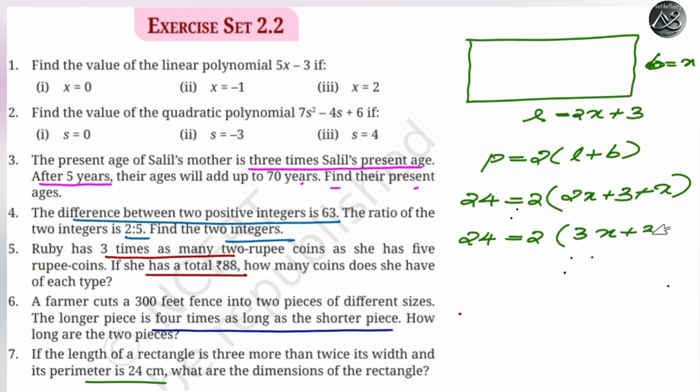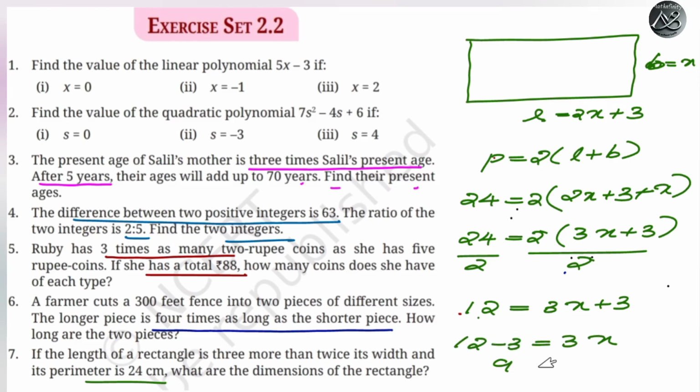3x plus 3. So we can divide both sides with a 2. So it becomes 12 equals 3x plus 3. ഈ 2ഉം ഈ 2ഉം cancel ആകും. 24 divided by 2 is 12. 12 equal to 3x plus 3. That is 12 minus 3 equal to 3x. 9 equal to 3x. That is x is equal to 9 divided by 3.